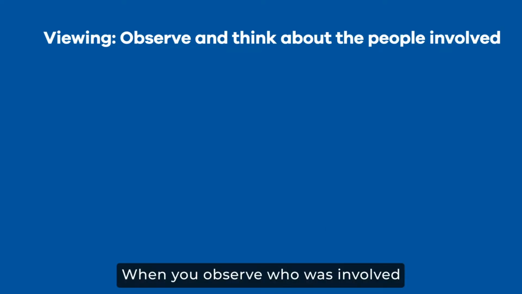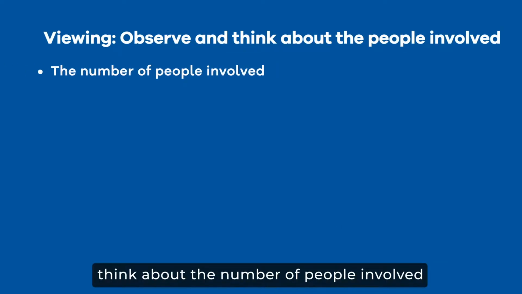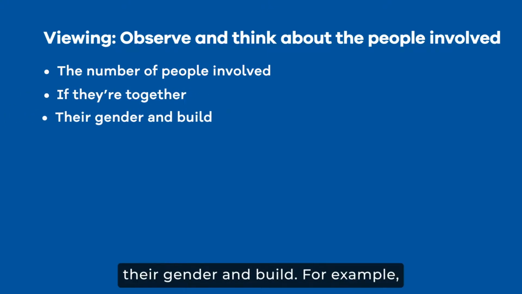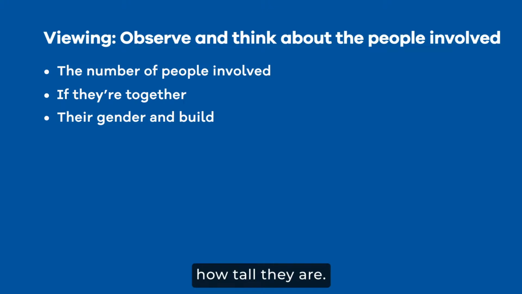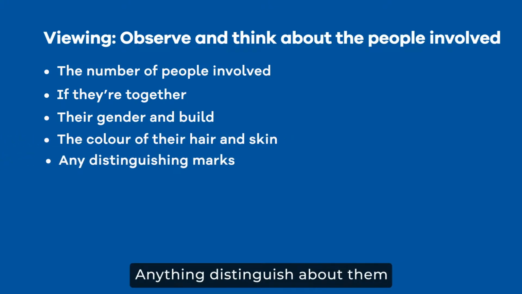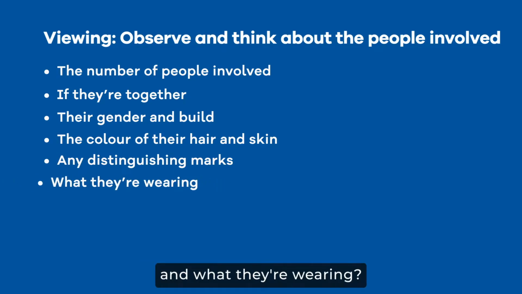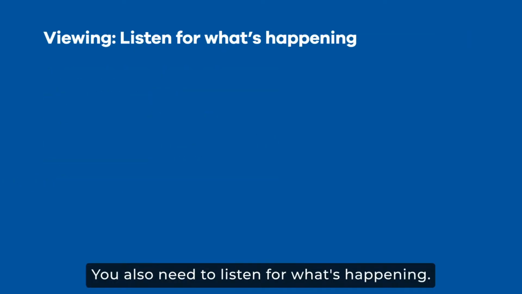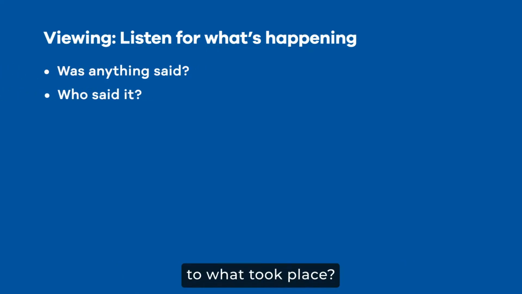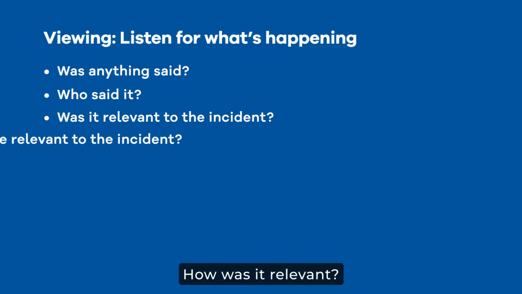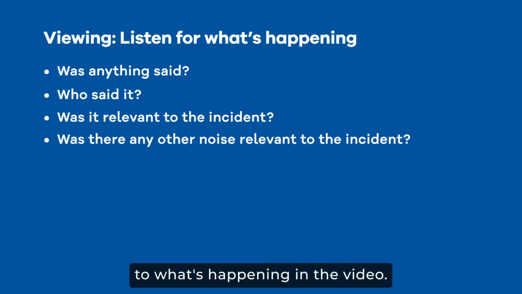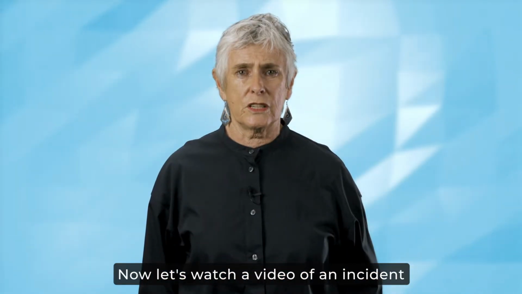When you observe who is involved, think about the number of people involved and what they're doing, if they're together, their gender and build, for example, how tall they are, the colour of their hair and skin, anything distinguishing about them, and what they're wearing. You also need to listen for what's happening. Did someone say something relevant to what took place? How was it relevant? If there are other noises, think about their relevance to what's happening in the video. Now let's watch a video of an incident.